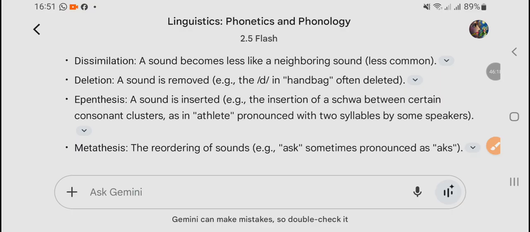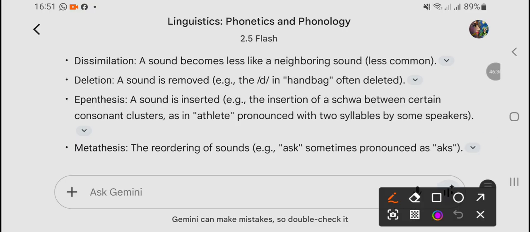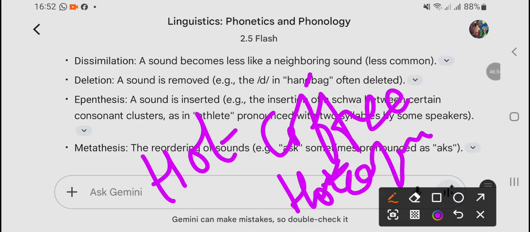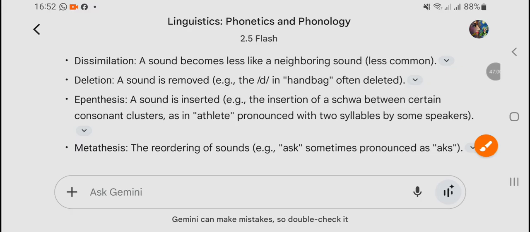Dissimilation: a sound becomes less like a neighboring sound, just the opposite. I will tell you an example later. Then deletion: a sound is removed. Handbag, often the D is deleted. Hot coffee, hot coffee, the T is deleted. Hot coffee, right? So that is deletion.